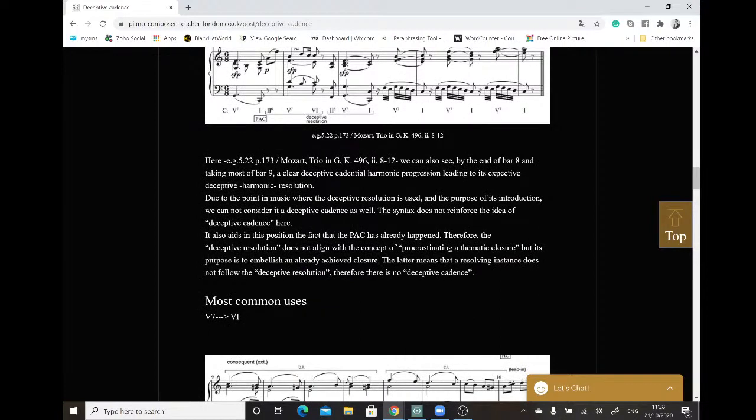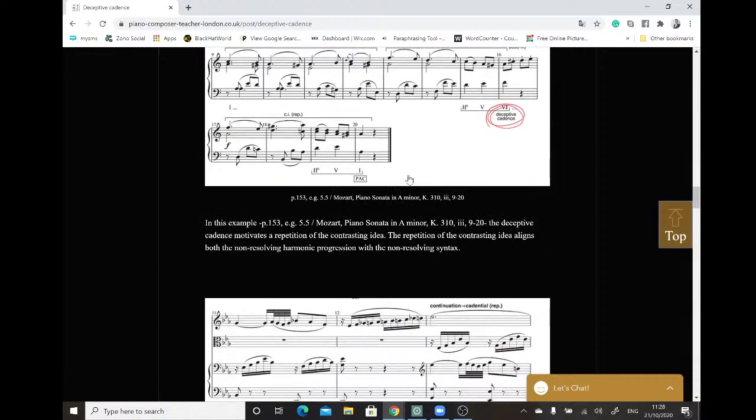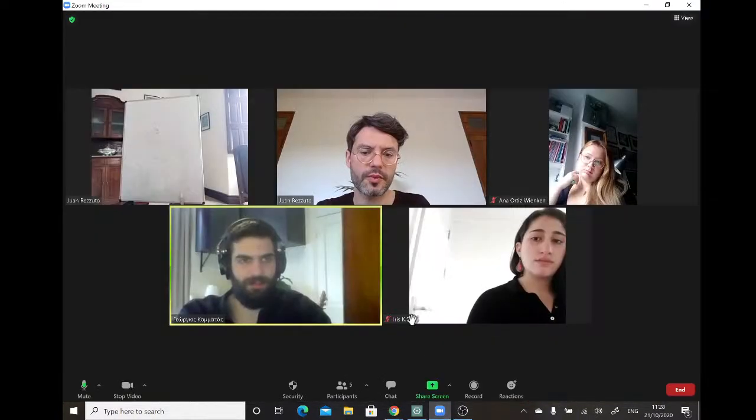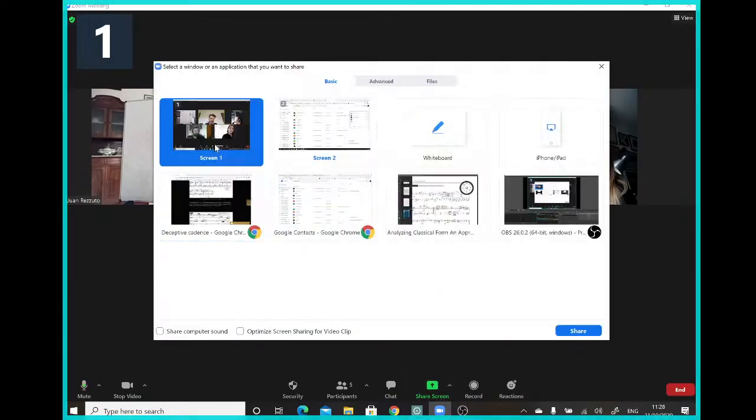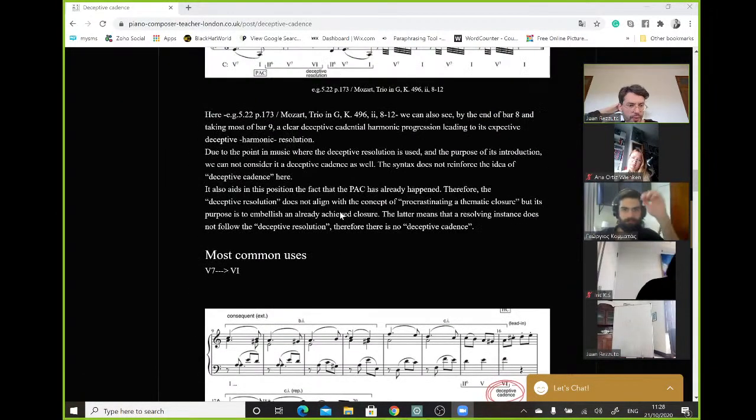Let me open it. I can't remember. Let me open the article. No, I can share with you. Don't worry. It's here. There you have it. So where did I finish?